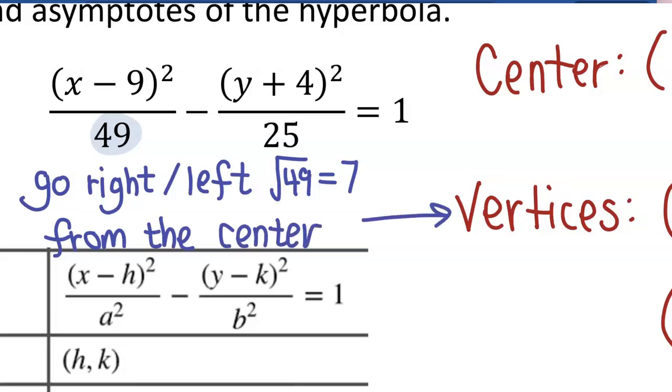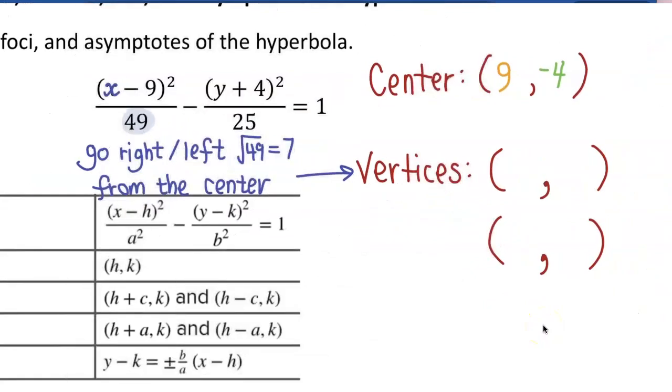Well, how did I know that we're supposed to go right or left instead of up or down? Watch this. The 49 is a number under x, and x is the one that's going right or left, right? So if the bigger number was under the y fraction, I would have gone up or down to plot the vertex. So remember that we're only going right or left, which means the y coordinate of the center and the vertices will not change. They're going to be the same because we're not going up or down. We're just going to the right 7 and left 7.